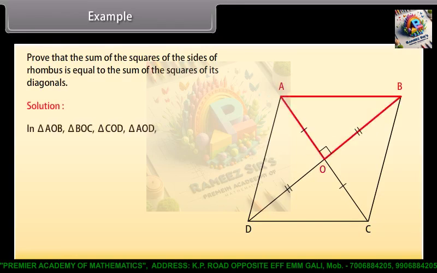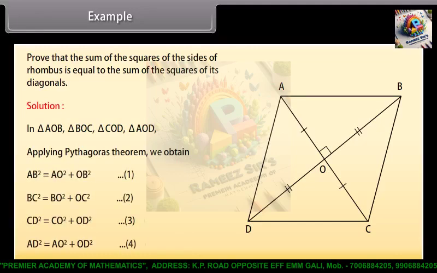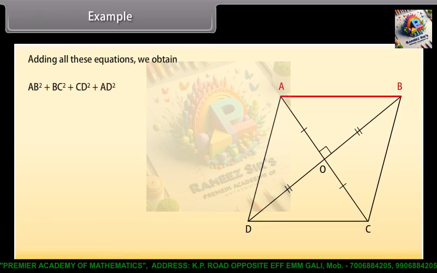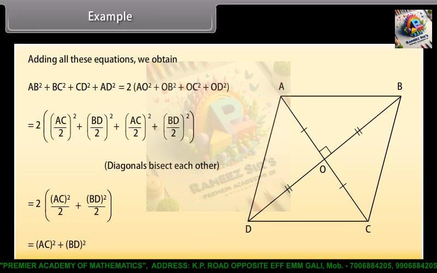In triangle AOB, triangle BOC, triangle COD, and triangle AOD, applying the Pythagoras theorem, we obtain these values. By adding all these equations, we obtain AB square plus BC square plus CD square plus AD square equals AC square plus BD square.